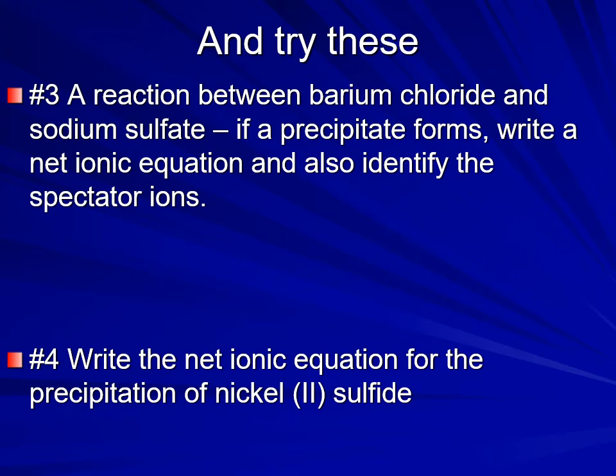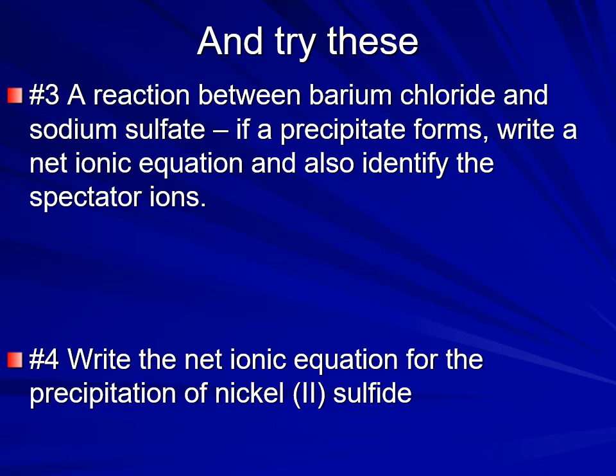Okay, here we have a couple of more examples. One, number 3, I guess, in the series. We have a reaction, barium chloride, sodium sulfate. If a precipitate forms, looking for a net ionic equation, and in this case, also identifying the spectator ions as a separate question. And then in number 4, it's just kind of a modification and an abbreviation of this type of a process, and it's just cutting to the chase. Write the net ionic equation for the precipitation of nickel 2 sulfide. Okay, so I don't know if we worked these or not, but I believe you have the process, so I'm just going to skip to the answer.